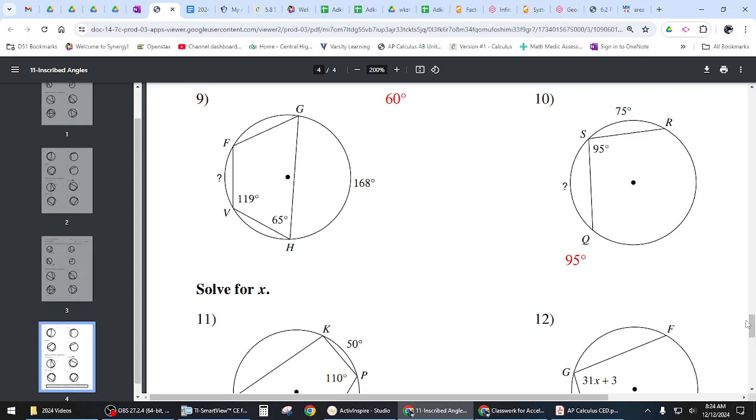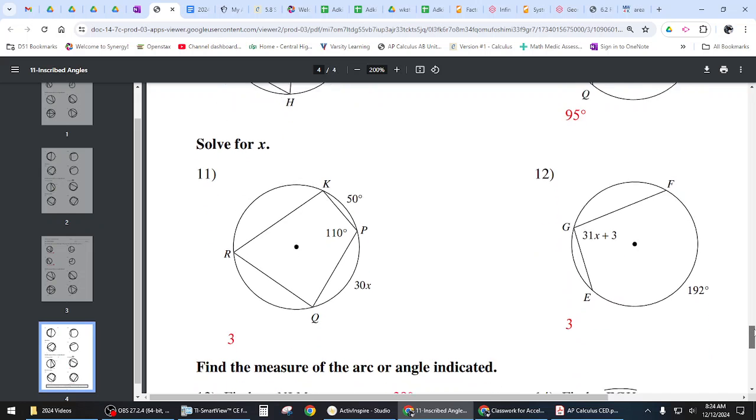We did that one yesterday. You guys remember? Number 9. I posted it on the classroom yesterday.